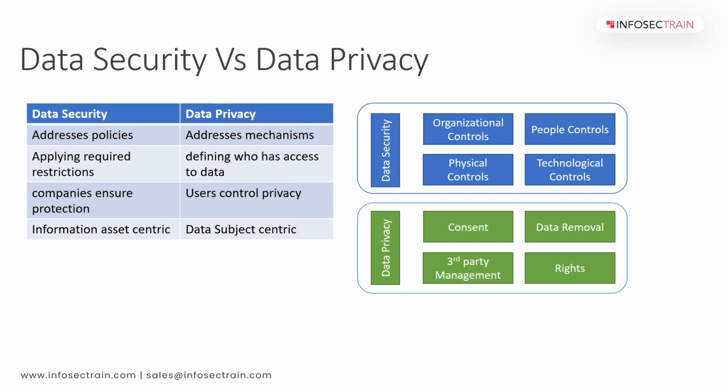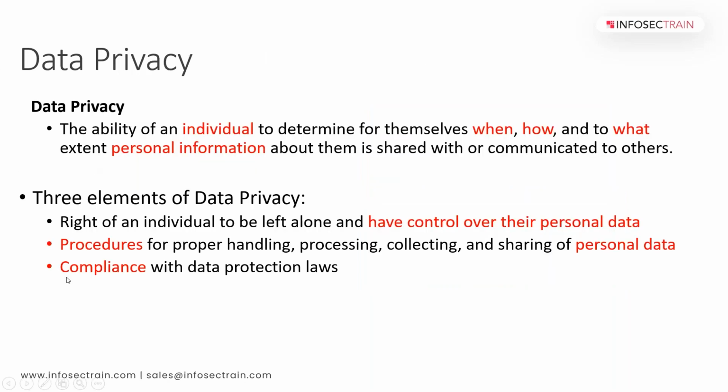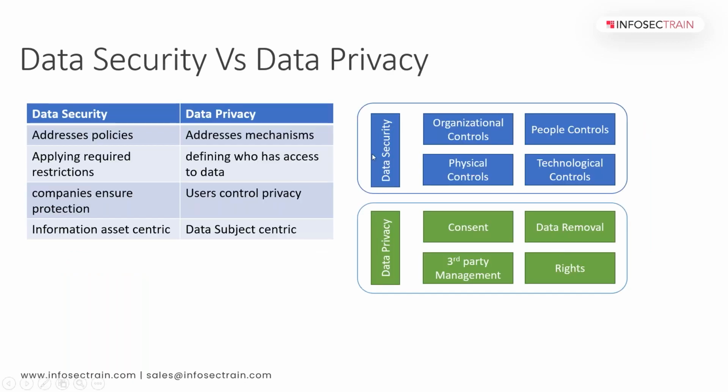Then this is always going to be information asset centric, because your whole system is specific to the information asset, whereas privacy is always going to be data subject centric. Data subject is user centric. That's how it is going to be. And that is why, as part of your data security, you are going to have 4 types of controls. These controls help to provide the level of security that we are expecting for this second point, because we need to have a process to handle, process, collect, and share personal data, which should be intact, which should be safe. And that is what is done by data security.